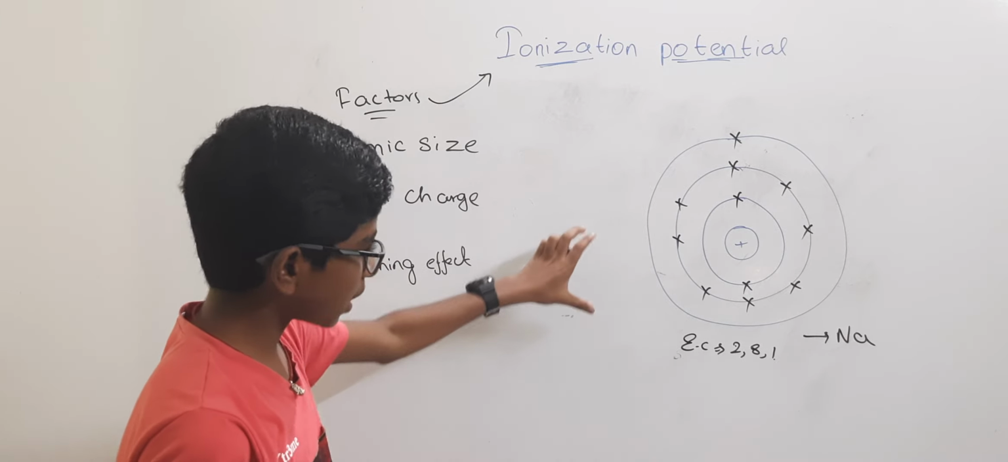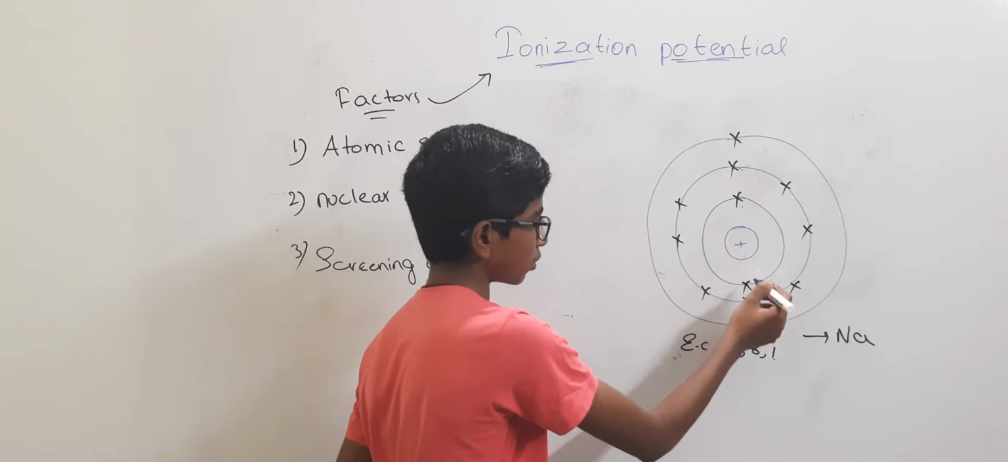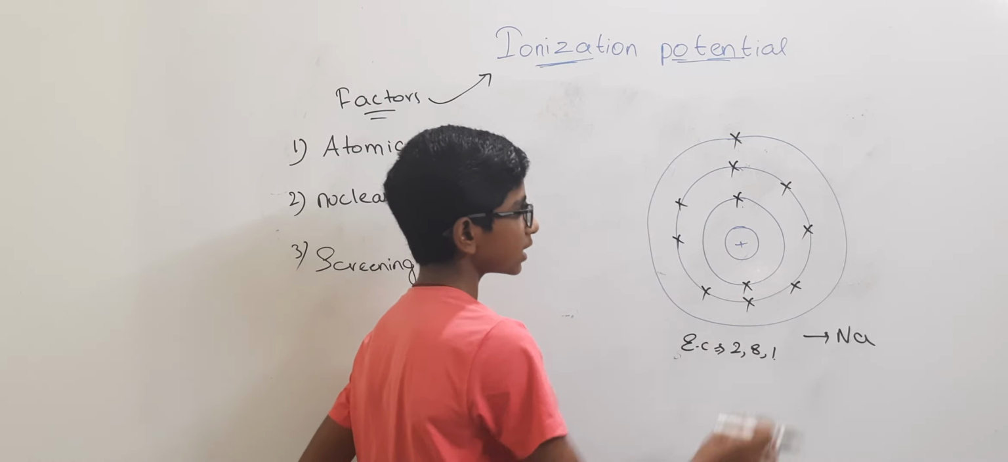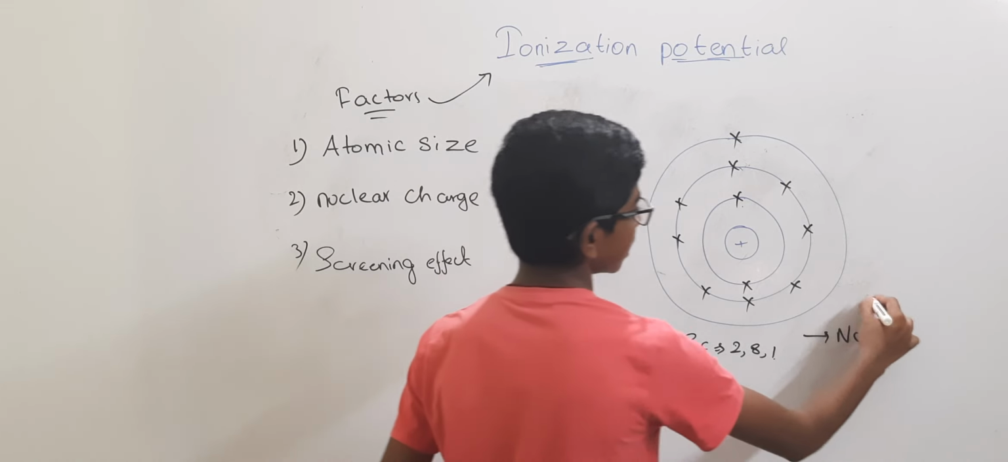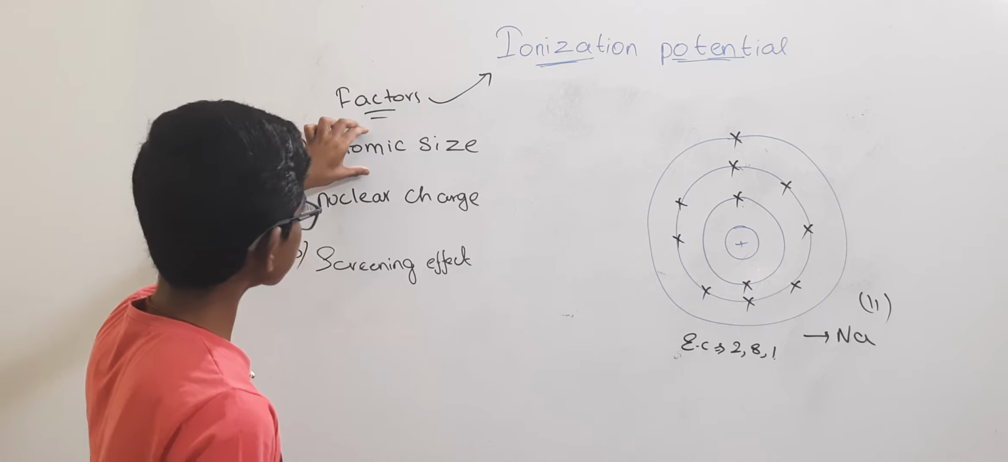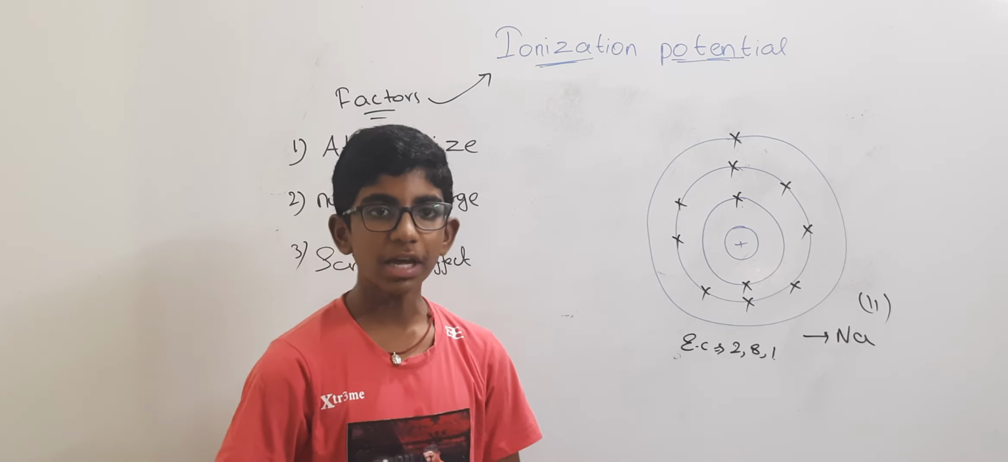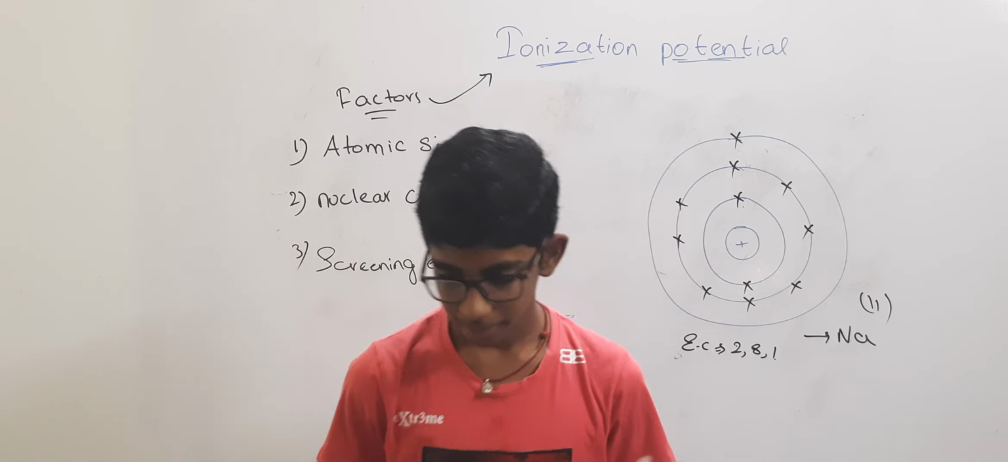Okay, suppose we take a sodium atom. It contains 2 electrons in the first shell, 8 electrons in the second shell, and 1 electron in the third shell. The atomic number of sodium is 11. Okay, now first to discuss about atomic size. When the atomic size increases, one minute.